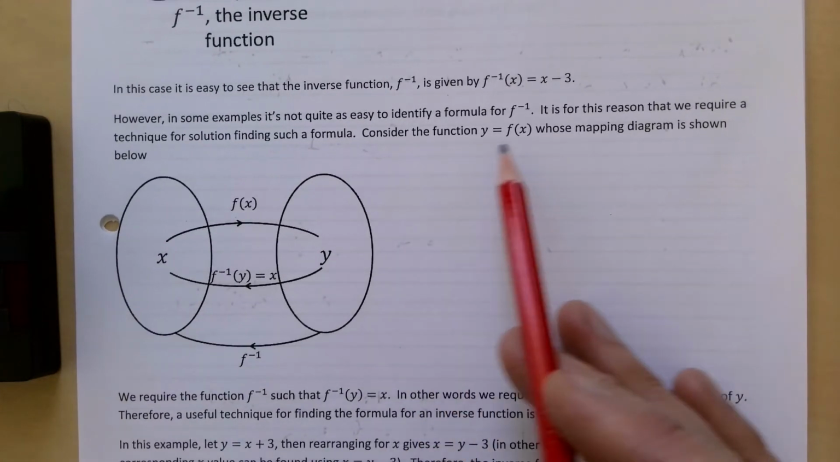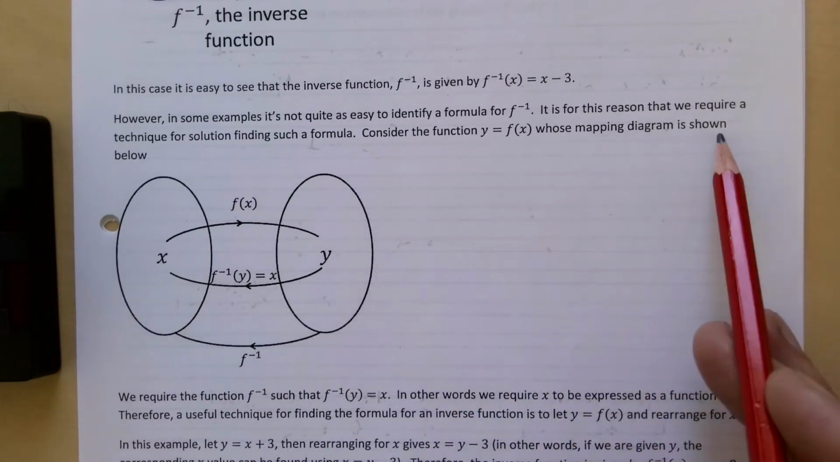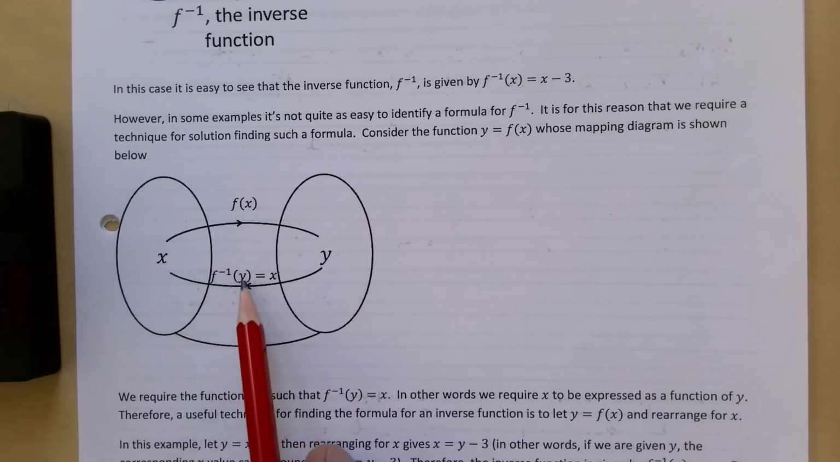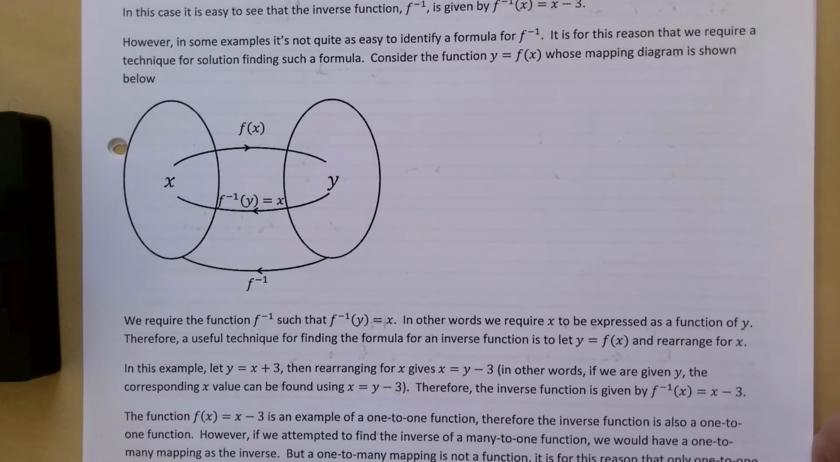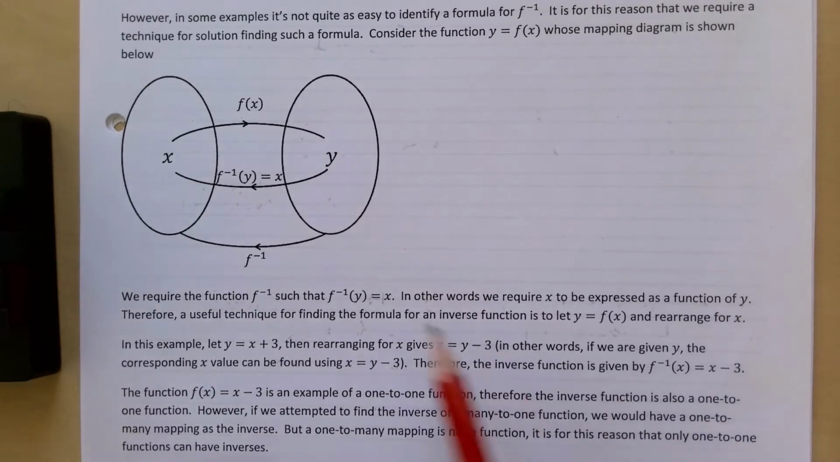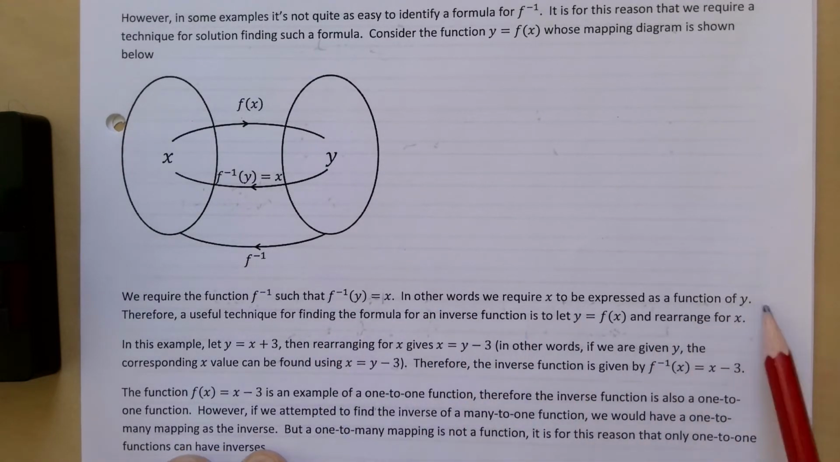Consider the function y equals f of x, whose mapping drawing is shown below. So f of x gets us from here to here, and then f to the minus 1 gets us back to x. We require a function f to the minus 1 such that f to the minus 1 of y gives us x. In other words, we require x to be expressed as a function of y.